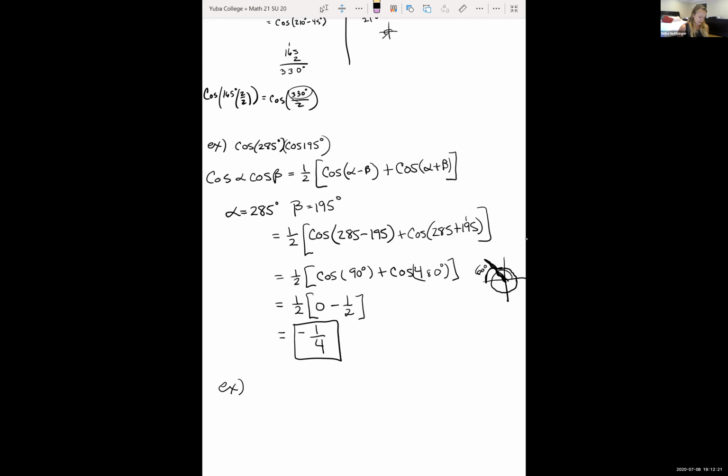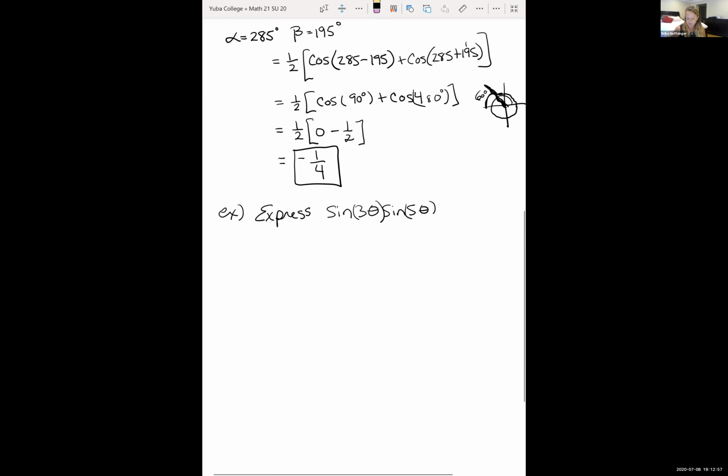If it says express sine of 3 theta times sine of 5 theta, expressing each product as a sum containing only sines or only cosines, as a sum of only sines or cosines.